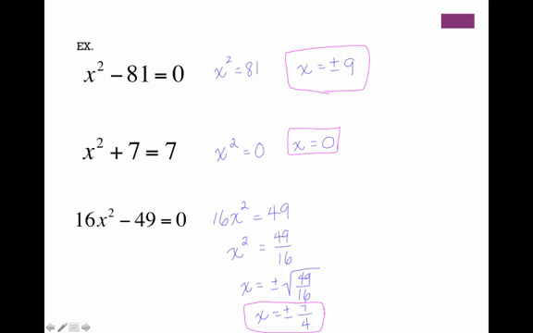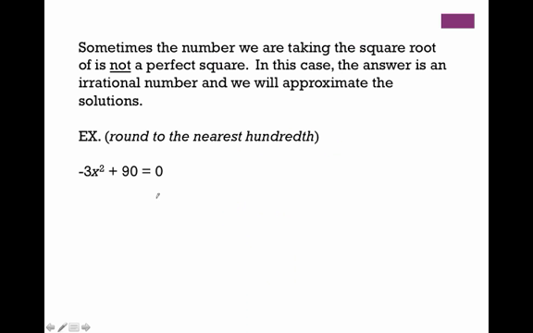Okay, so hopefully you got that the solution to this first one is x equals plus or minus 9. Here, when I moved the 7 over to the other side, I had x squared equals 0, so therefore x is also equal to 0. This one, I found that x was equal to plus or minus 7/4.